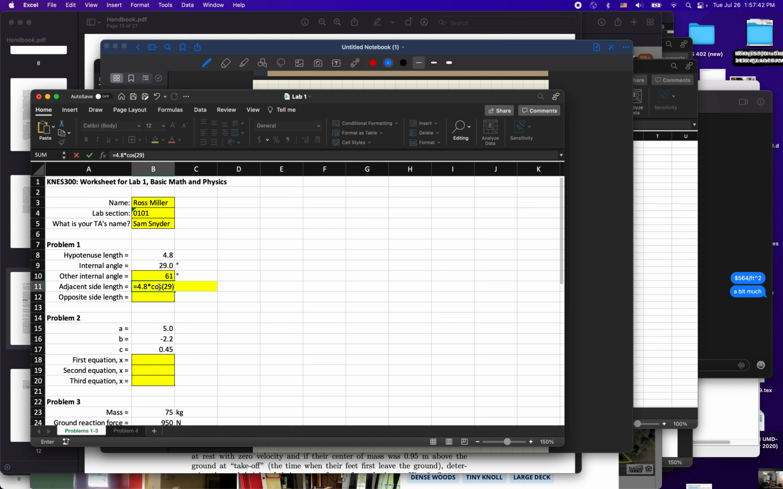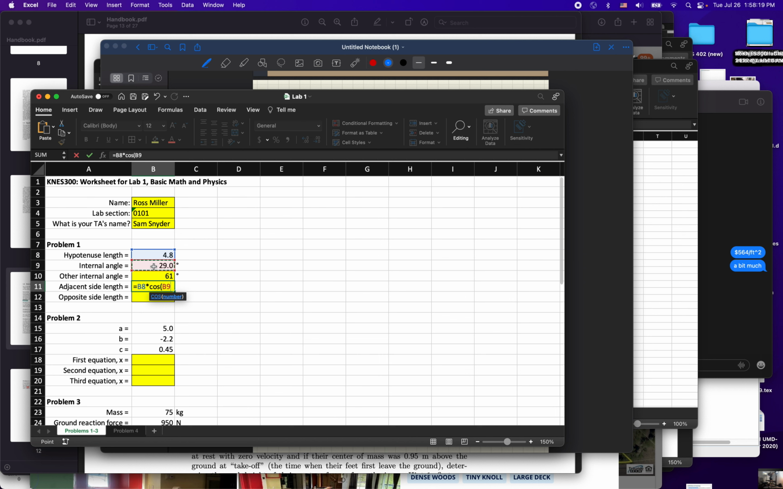But I would say a better way to do it is, let's clear that out. And let's do equals, and then click on the cell that has the hypotenuse in it, which is B8, times the cosine, and then left parenthesis, and click on the cell that has the internal angle in it. Okay. Why is it better to reference those cells rather than to manually enter the value? It's not really. You'd get the same result either way. 4.8's 4.8, 29's 29. Doesn't matter if you click on it or type it in.